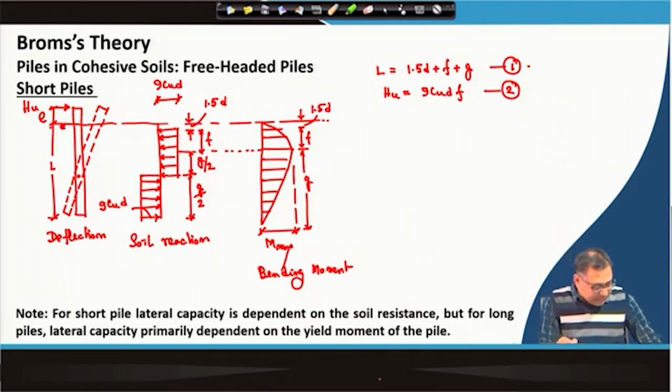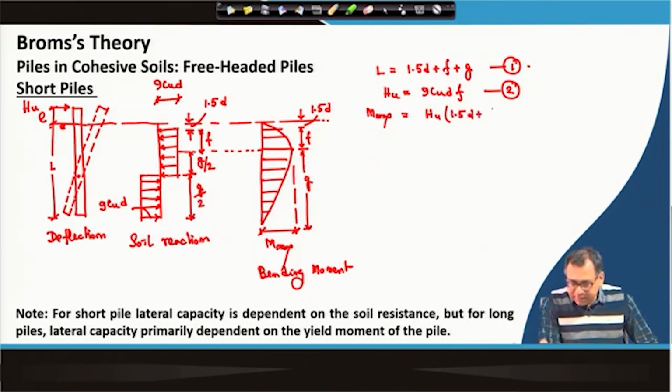So, next if I take the maximum moment, M max. So, what is M max? M max is acting at the F point, at a distance of F from that zero pressure point. So, if I take the moment at this point F, I can get how much the maximum moment will be. So, there will be HU into 1.5 D plus F plus E, okay?